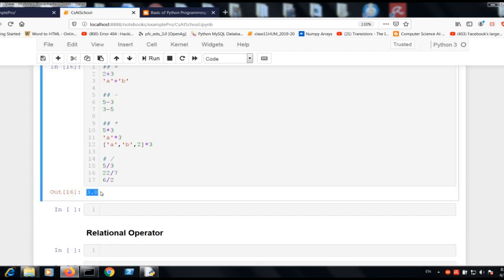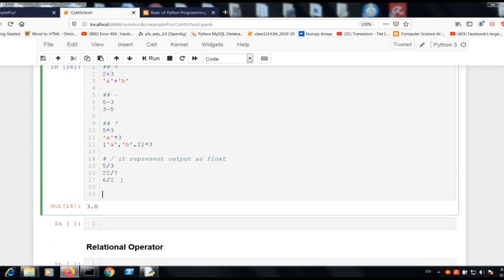So this is one of the important points to remember, that the answer is always represented as a float. It will happen every time, right? So we are done with the division operator.